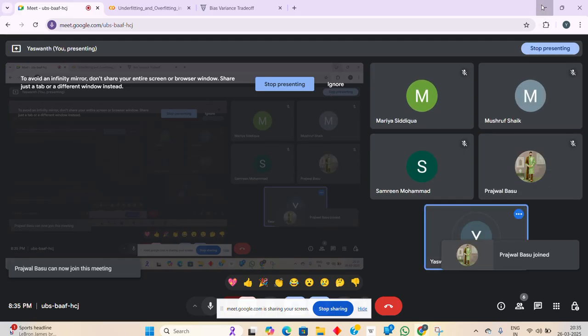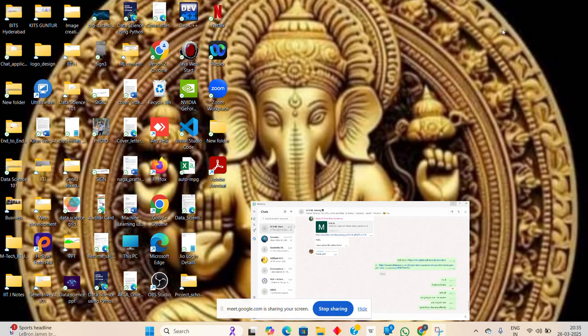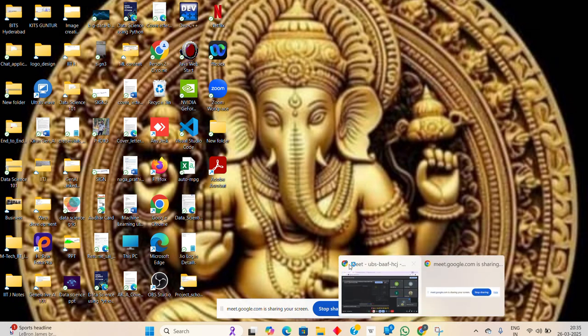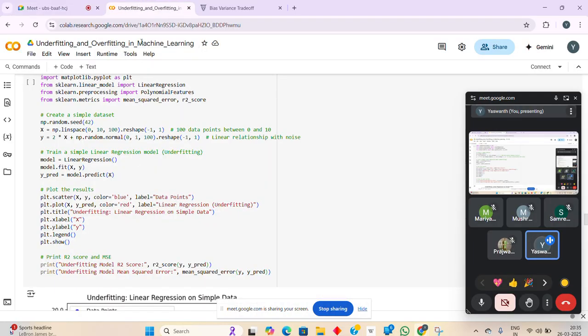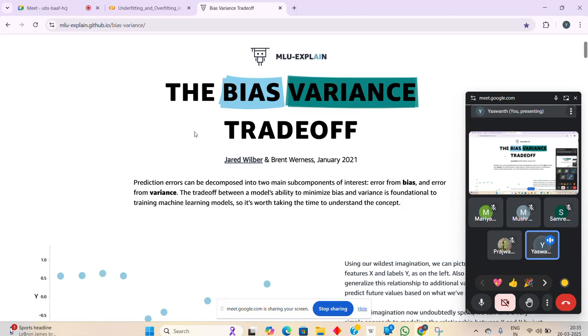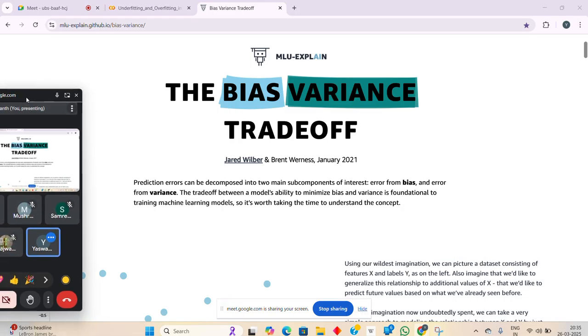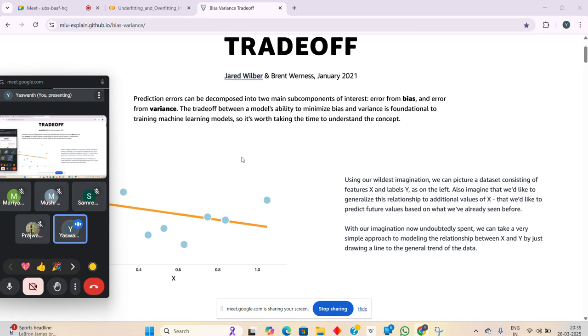So now we are going to discuss the concept of overfitting and underfitting. This is also called the bias-variance trade-off concept. So, the bias-variance trade-off concept.